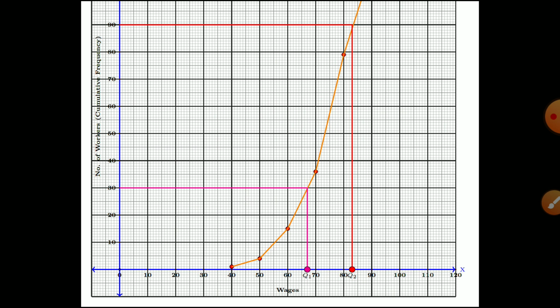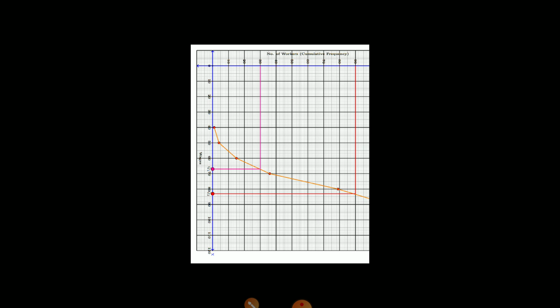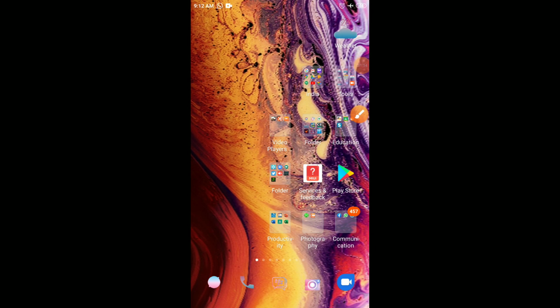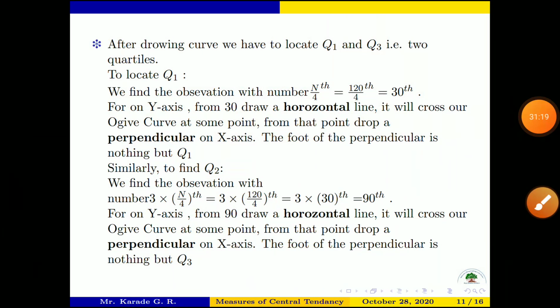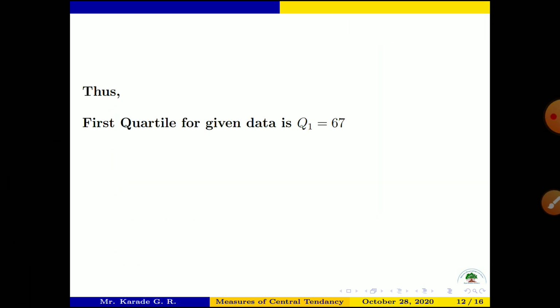Okay, now let us go to the next question, the second part of this question. Thus the first quartile for the given data, q1, is 67, and the third quartile, again here we wrote q2, it is not, it is the third quartile. So the third quartile for the given data is 84.